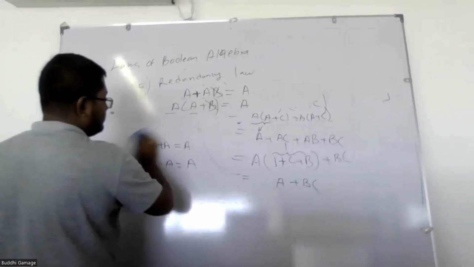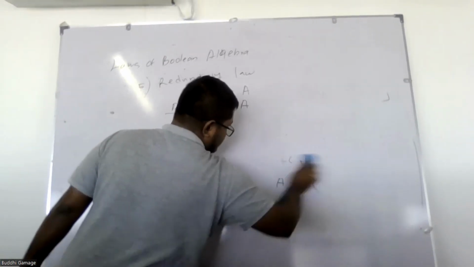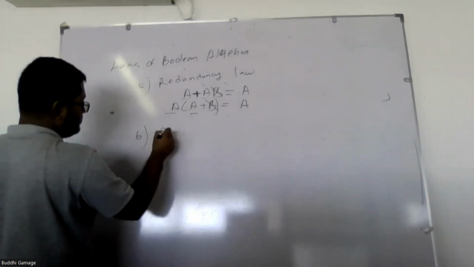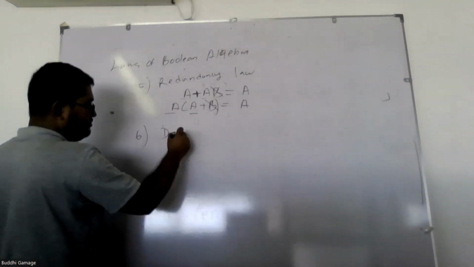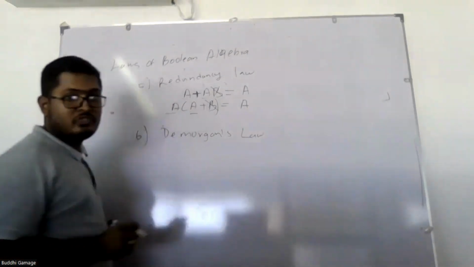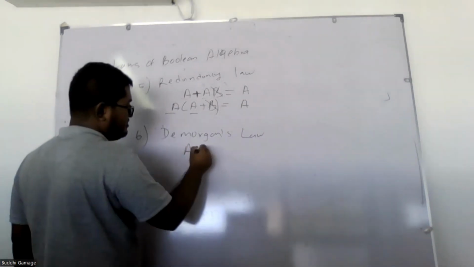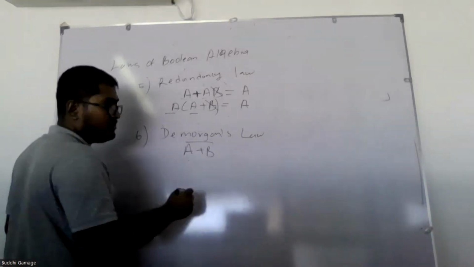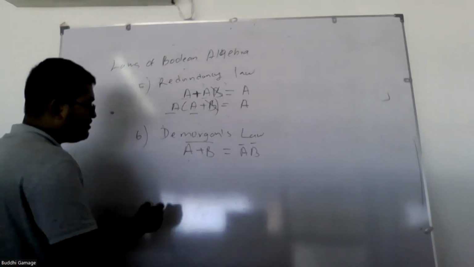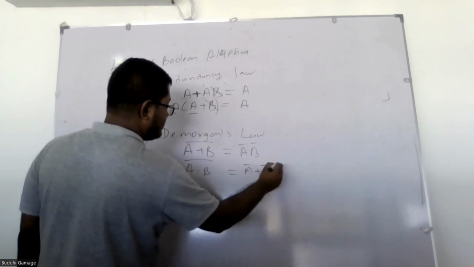Yeah. So the sixth law, we have already used that law. That is De Morgan's law, De Morgan's theorem. That is (A plus B) bar is equal to A bar B bar, and (AB) bar is equal to A bar plus B bar.